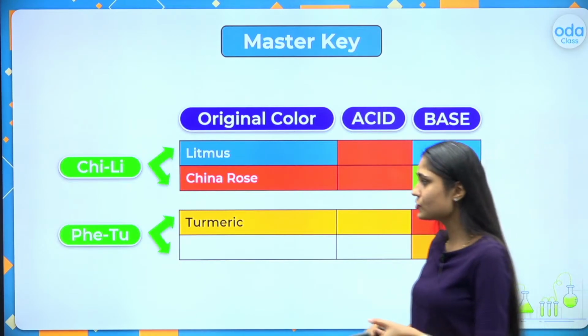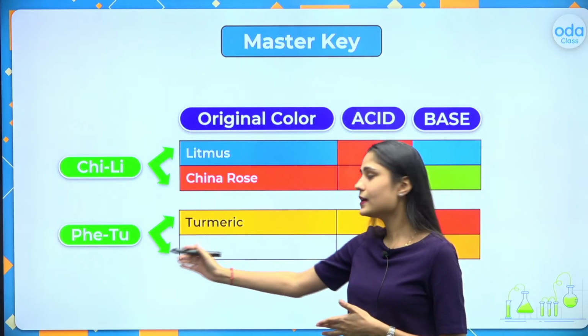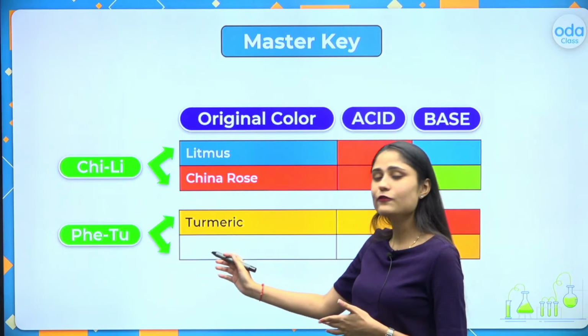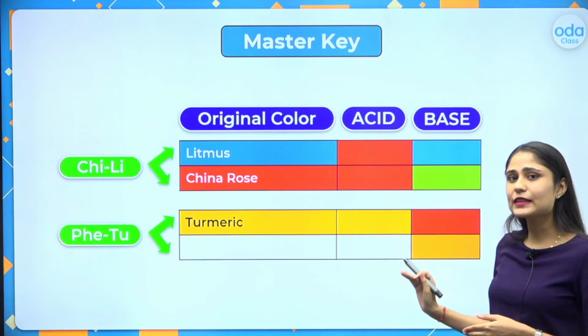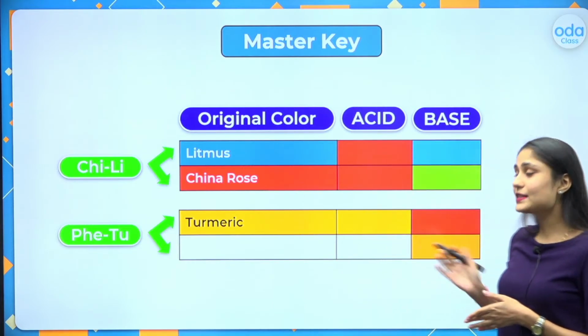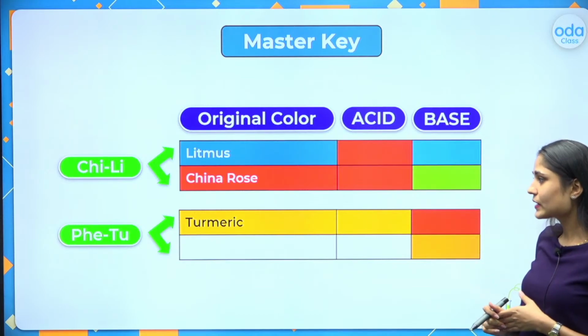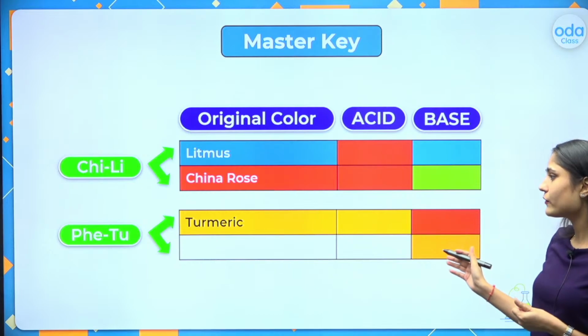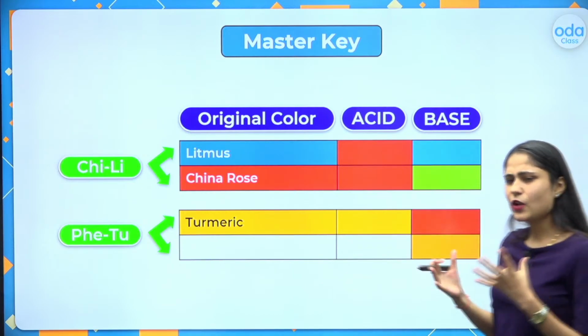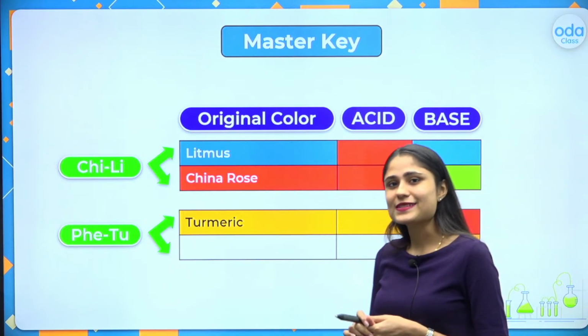Now, let's come to phenolphthalein and turmeric. So, turmeric is yellow in color, phenolphthalein is transparent in color. In acids, they retain their respective colors, but in bases, the color changes, right? So, turmeric will be red in base. However, phenolphthalein will be a yellowish shade in a base, right?